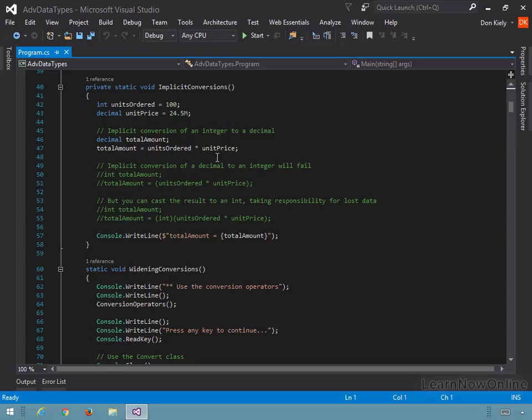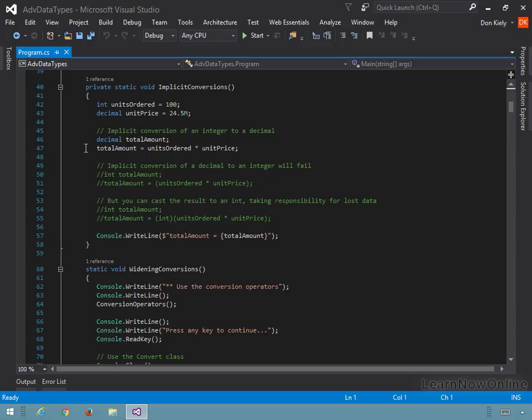But what C# does is automatically do an implicit conversion to convert the integer units ordered to a decimal value, because the result of the multiplication is going to be stored in a decimal value. That's how I'm defining total amount. It's a dollar amount, has to have decimals, and so it needs to be a decimal data type, or some sort of data type that can record decimal digits.